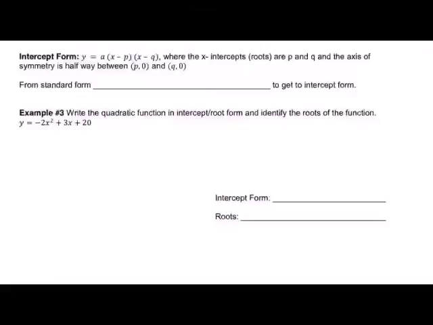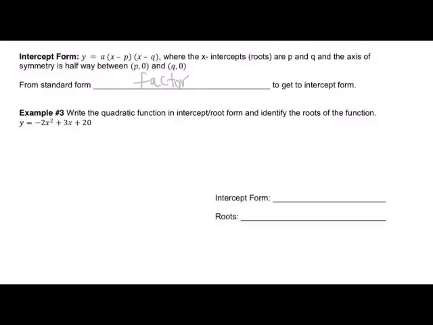And our last form is intercept or root form, and that's y equals a times the quantity x minus p times x minus q, where the x-intercepts or the roots are p and q, and the axis of symmetry is halfway between those points. So to get from standard form to intercept form, we need to factor.